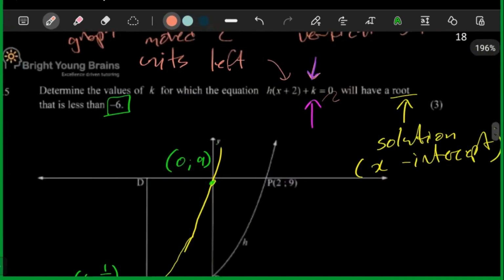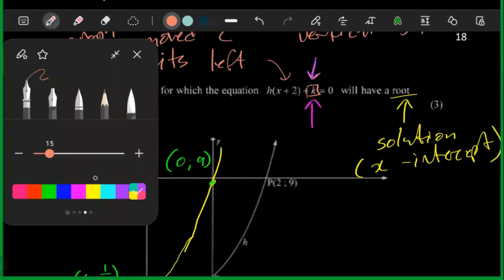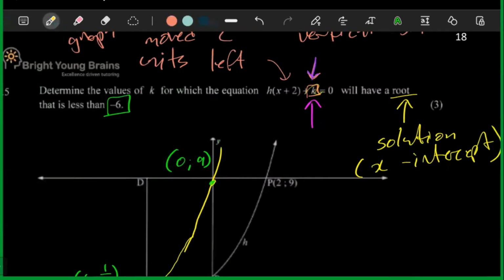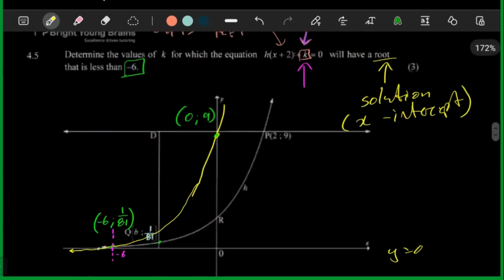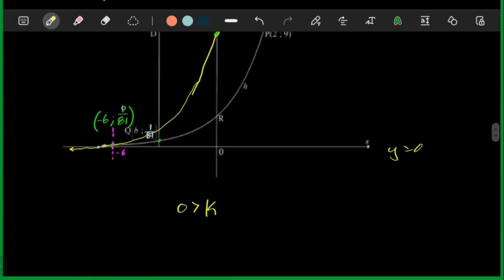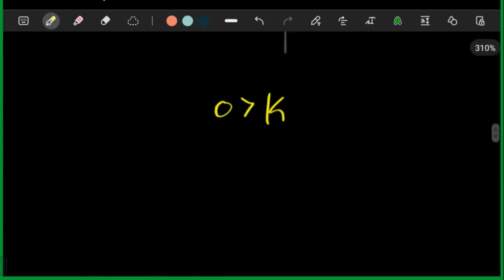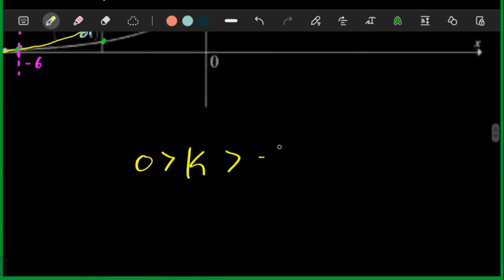So we have to show that k is a value that is moving the graph downwards. If your graph is moving downwards, k has to be a negative number. So here we're going to need to say that our value of k, firstly, needs to be below 0, because if it's above 0, the graph is going to be moving upwards. We cannot have our graph moving upwards. Our graph has to move downwards. So k has to be below 0, but k has to be bigger than -1 over 81.